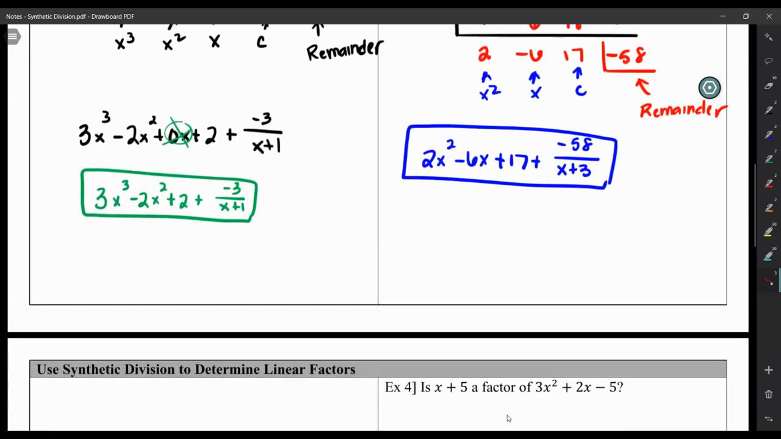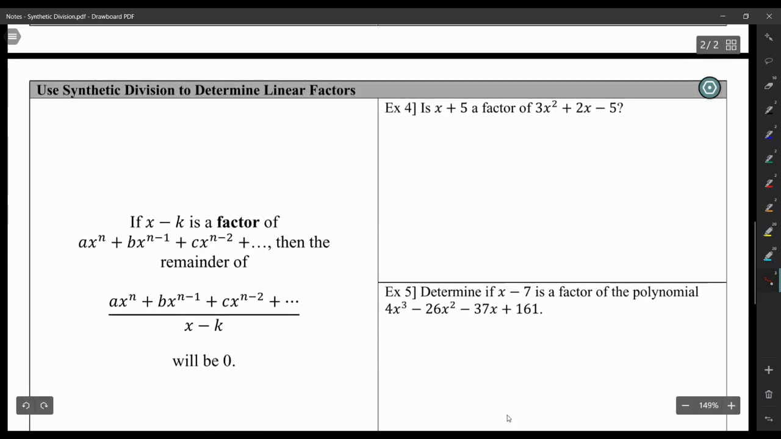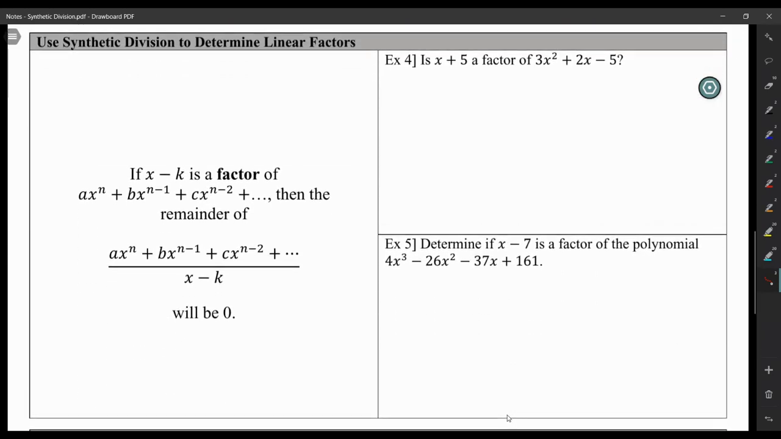Now, where is synthetic division used besides just a shortcut for long division? So we can actually use synthetic division to determine if something is a linear factor of a polynomial or not. So here is the math theory. Basically, if x plus or minus something is a factor of some polynomial, then if I divide the polynomial by whatever it is I'm trying to decide is the factor, the remainder is going to be 0. If the remainder is 0, it is a factor, and so maybe we can write that down. Remainder is 0.